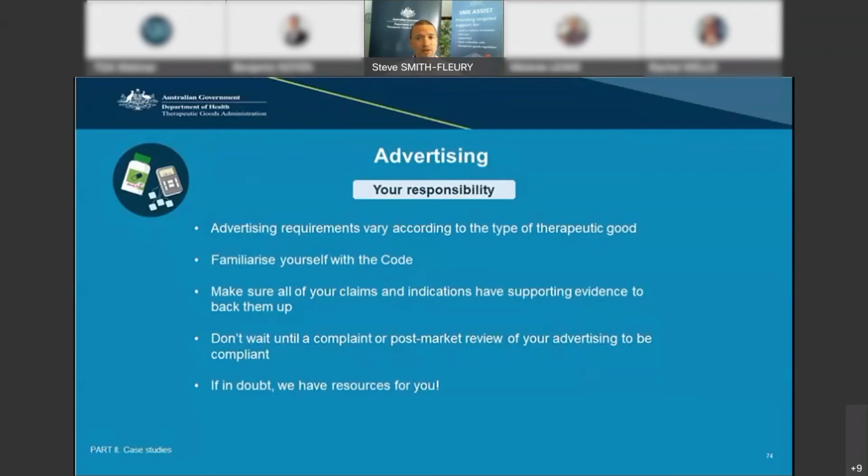Make sure you're aware of what your labels and any advertisements say. Make sure that you're not being misleading. Ask yourself, do you hold evidence that your product can work the way that you're suggesting? It's important not to wait until a complaint comes through to the TGA from the public, or we audit you for a complaint. You can make any changes at any time to correct mistakes. We do have guidance to help you understand the code and the requirements, and you can also contact the TGA if you need.